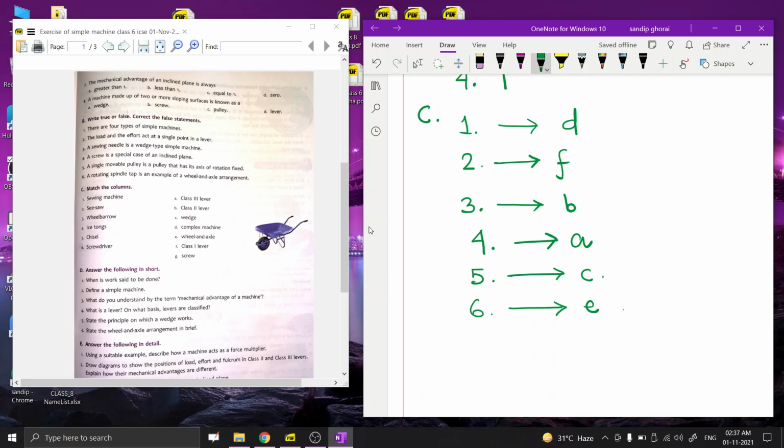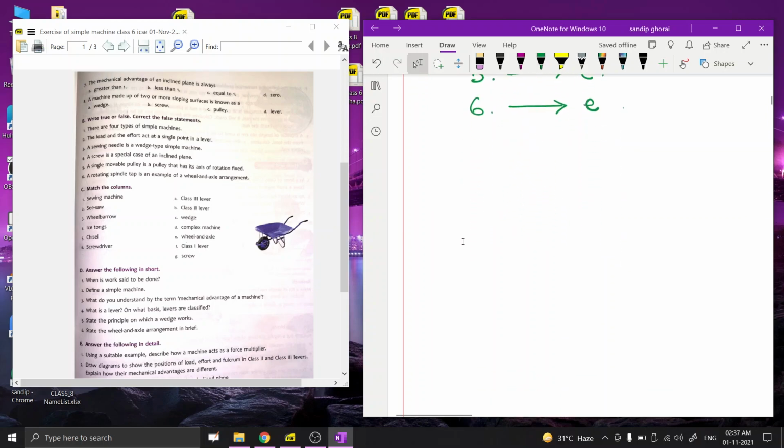Now we move to our next question. Answer the following questions in short. The first question is, when is work said to be done? We already discussed question number one. In short, if we apply a force to a body and the body moves, then we can say work is said to be done. This is a very simple question.